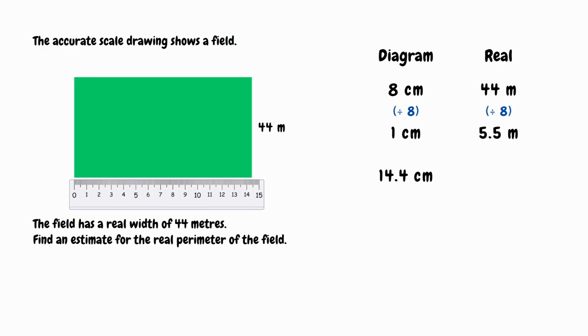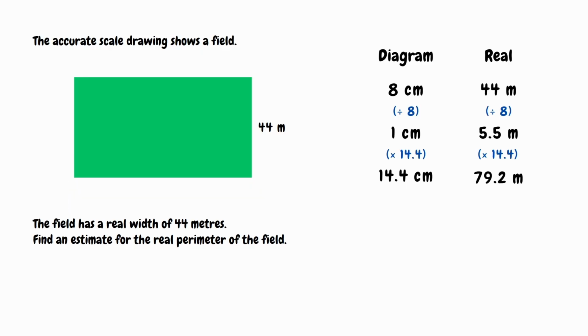So how do we figure out how many metres this represents in real life? Well, how have I got from 1 to 14.4? I've simply multiplied by 14.4. So again, keeping things equivalent, because I've done that to the left-hand side, I also need to do that to the right-hand side. So if we do 5.5 times 14.4, we get 79.2. So by finding the scale, we've now managed to find the length of the field to be 79.2 metres.